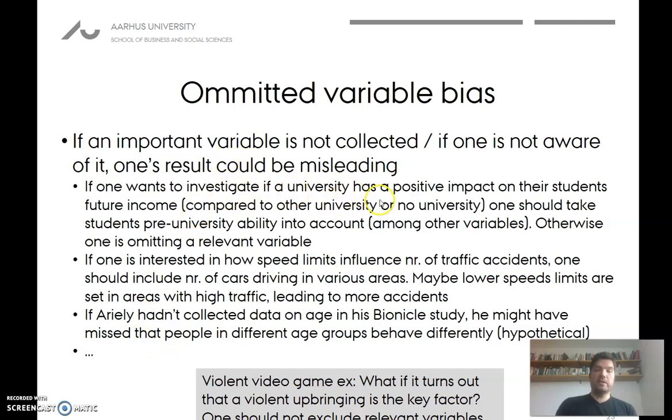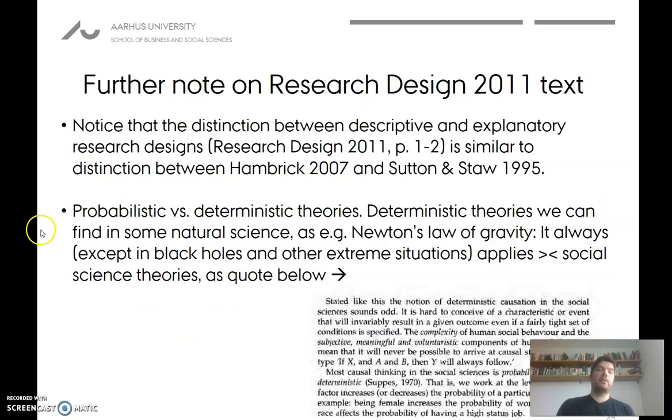We also had the university example before. We might want to find out if a university has a positive impact on their students' future income compared to other universities or no universities. But if you don't take the pre-university ability into account, whether it's personality, your ambition, or intelligence, then you're omitting a very relevant variable, and you risk that whatever data you have is leading you in the wrong direction. So there's some key information that is not seen to have been collected.